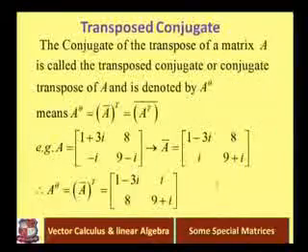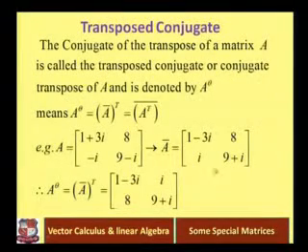Okay. Now the transpose conjugate of a matrix. The conjugate of the transpose of a matrix A is called the transpose conjugate or conjugate transpose of A, and it is denoted by A theta. Sometimes we also denote it by A star, but we take the notation A theta. This means A theta is equal to the conjugate of A transpose, or the transpose of A bar. That means if we find the transpose conjugate, first find the conjugate and then the transpose, or first the transpose and then the conjugate.